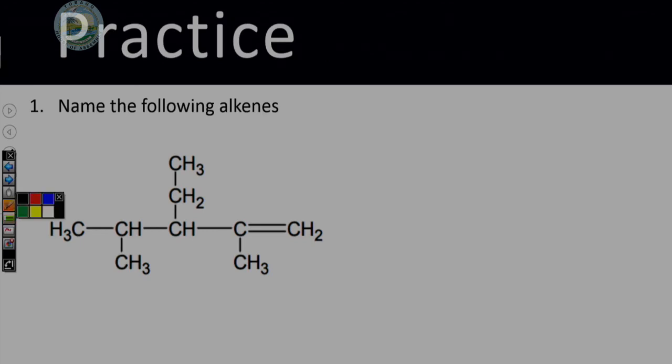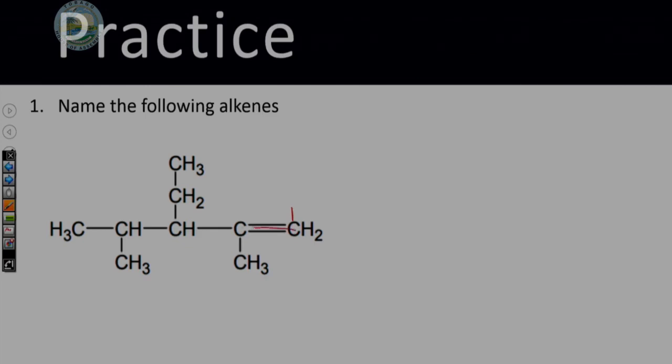As we said, we find the longest chain. We ensure that the longest chain has a double bond in it. We ensure that the double bond has the smallest possible number. All right? And we're going to start. So I'm going to start here because I know that's going to tell me that the double bond is only going to have the number 1. It's going to be on the first carbon. So I'm going to start here. Let me just check.